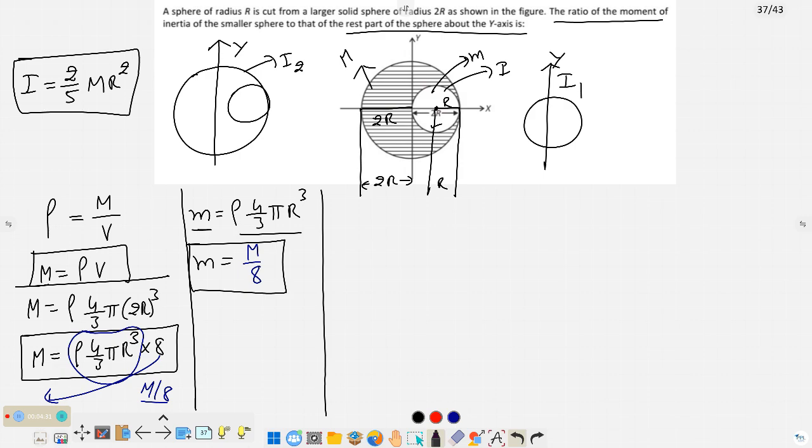So what is the moment of inertia of the original sphere? If M is the mass of this one, capital M, then what is the moment of inertia about its own axis?